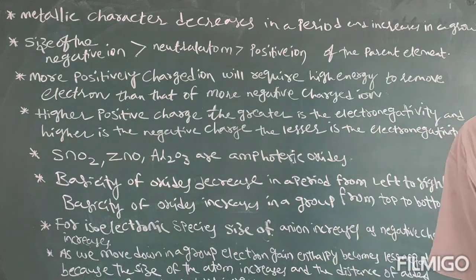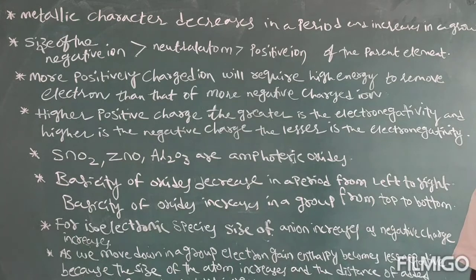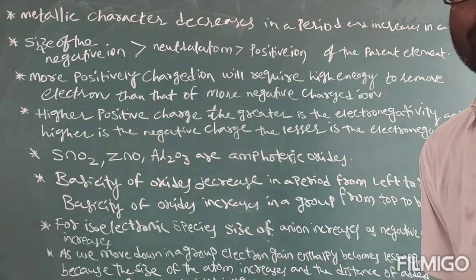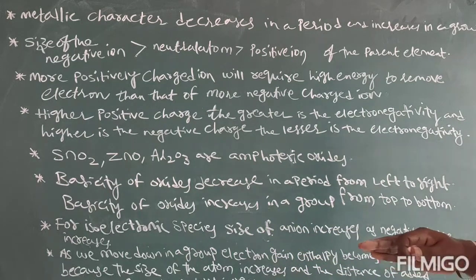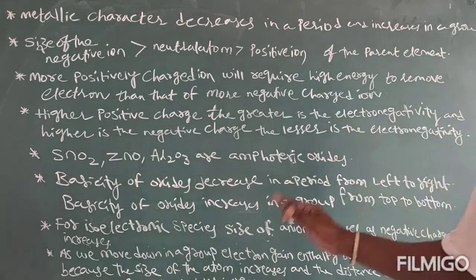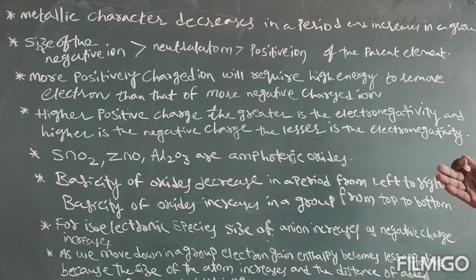So the basicity of oxides decreases in a period. Basicity means what? The number of replaceable H+ ions is called the basicity. Basicity is nothing but replaceable H+ ions. So the basicity of the oxides decreases as we move from left to right, and increases as we move from top to bottom in a group. So these are the things.